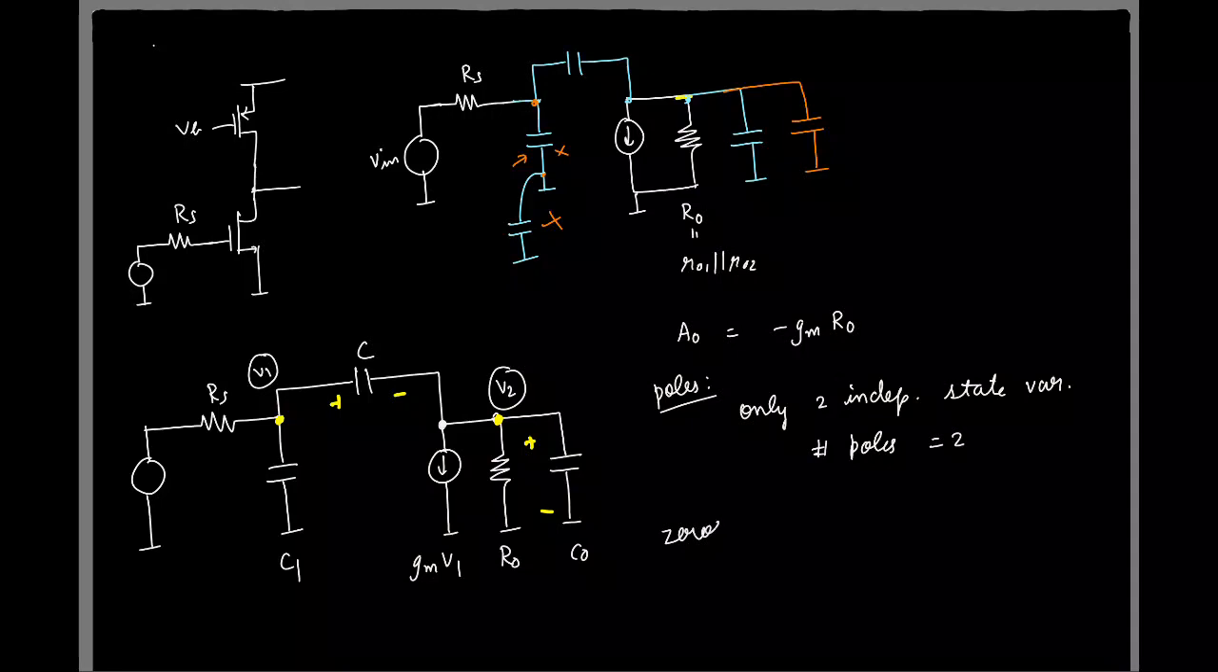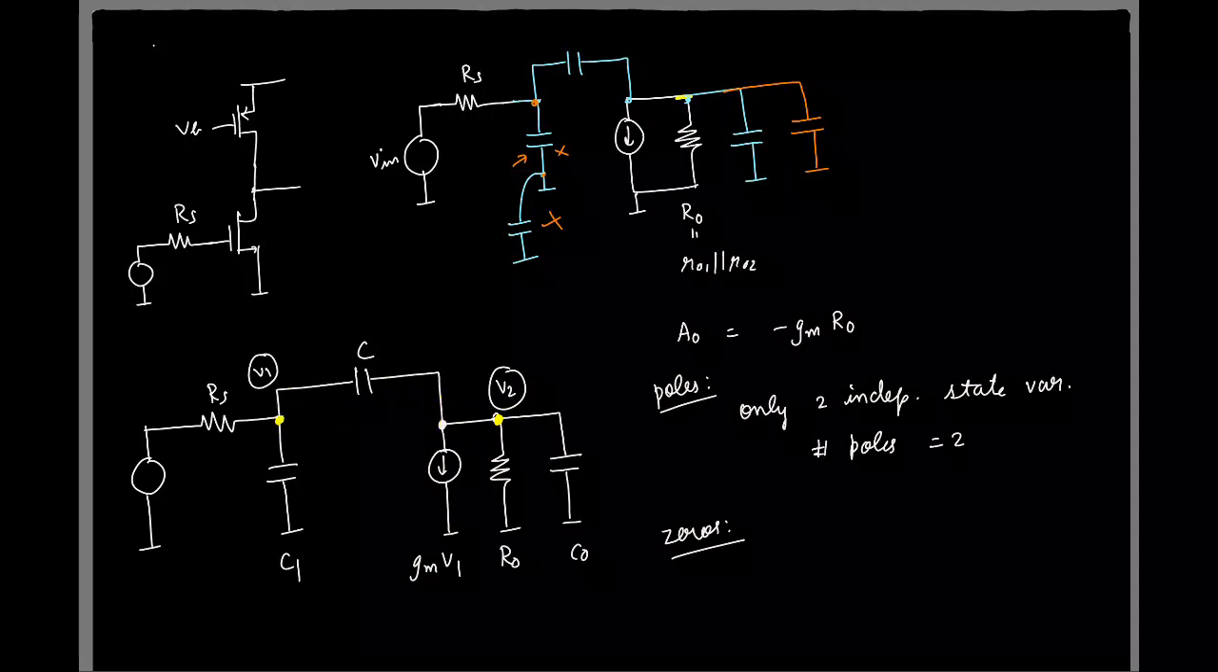So let's find the number of zeros. How many zeros do we have? First, let's see if we have one zero. For one zero, I should be able to short any of the capacitors and still get a non-zero output. So I can short this fellow, and I can still get a non-zero output. So there is one zero.